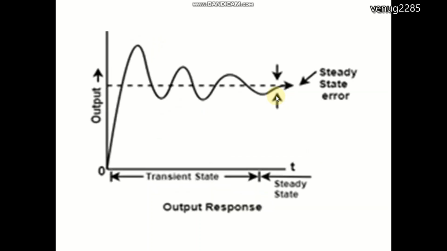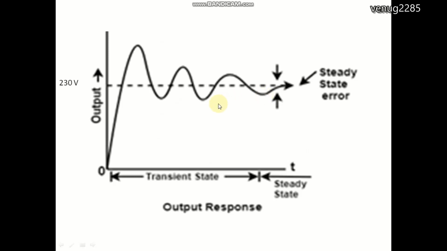And this is the response of a second order system. It may have either two capacitors, or an inductor and a capacitor, or two inductors, that is, it has only two energy storing elements.